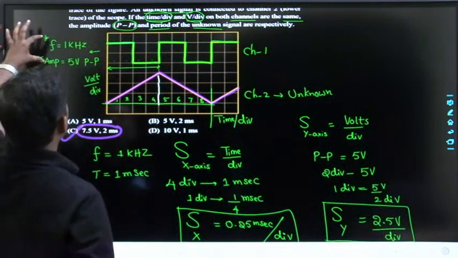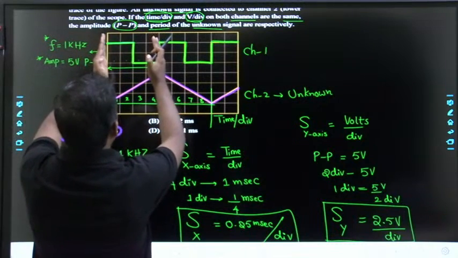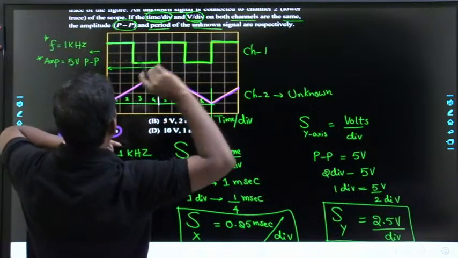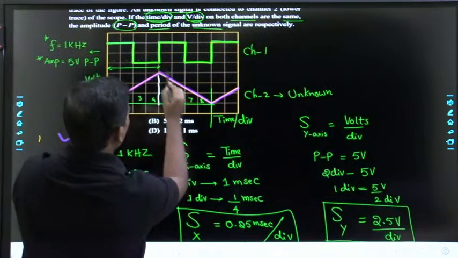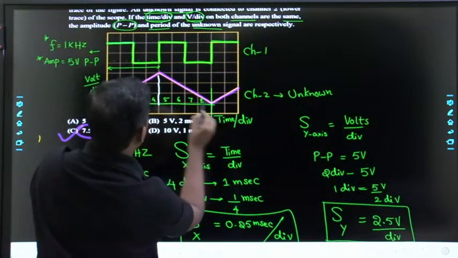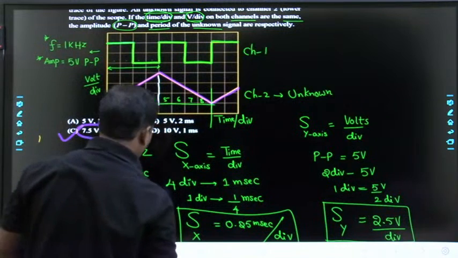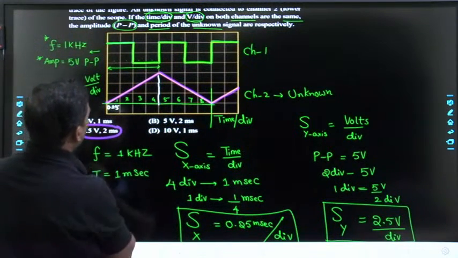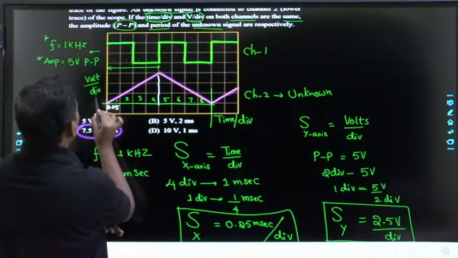See, from the given information, this is 1 kilohertz means 1 millisecond. ये पूरा time 1 millisecond है. So 4 divisions are contributing 1 millisecond, बोलो तो 1 division will be 0.25 milliseconds. इधर 8 divisions है, एक cycle पूरा लेना है. One division is equal to 0.25 milliseconds. This is 0.25 and this is what? 5 volts peak to peak means this is 2.5 volts.